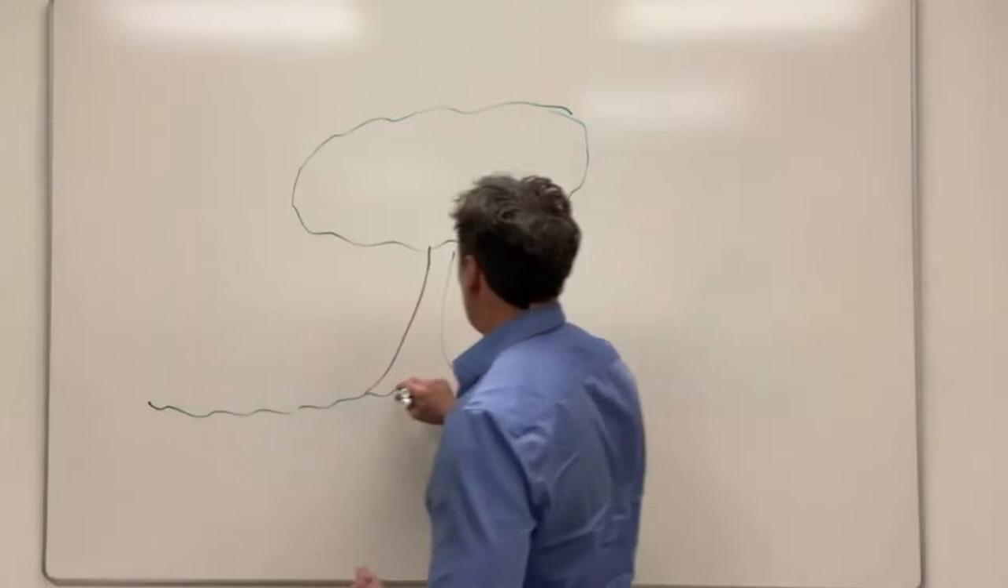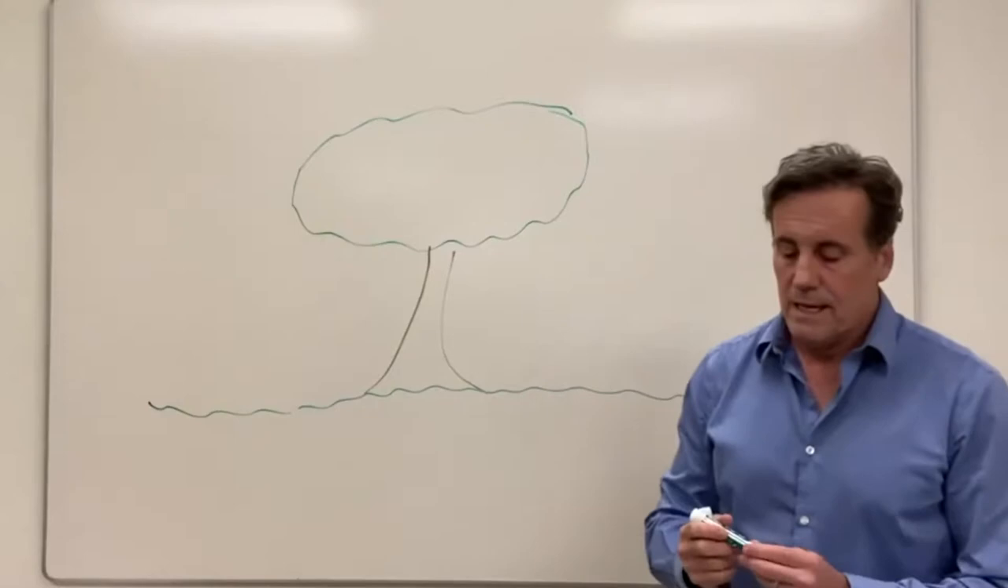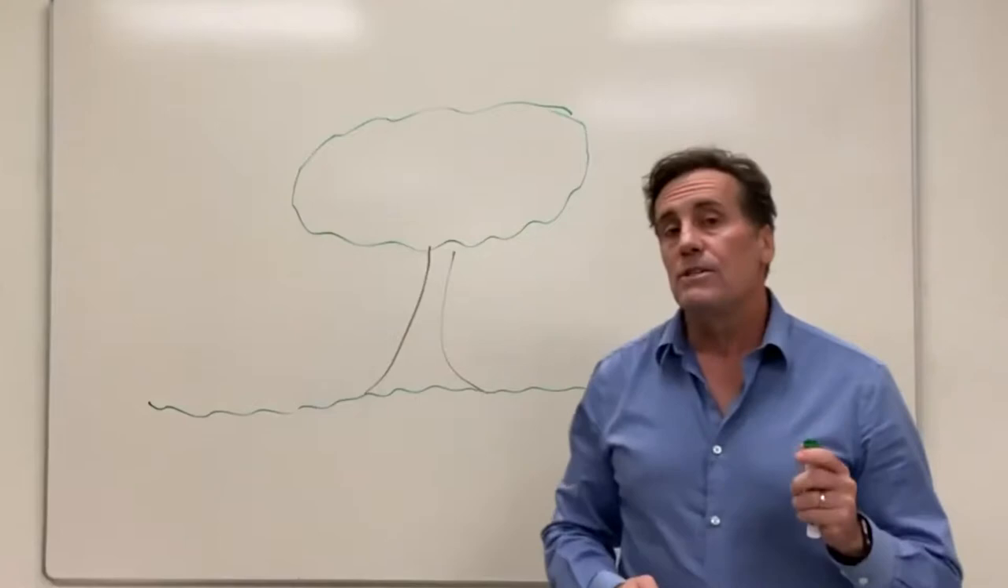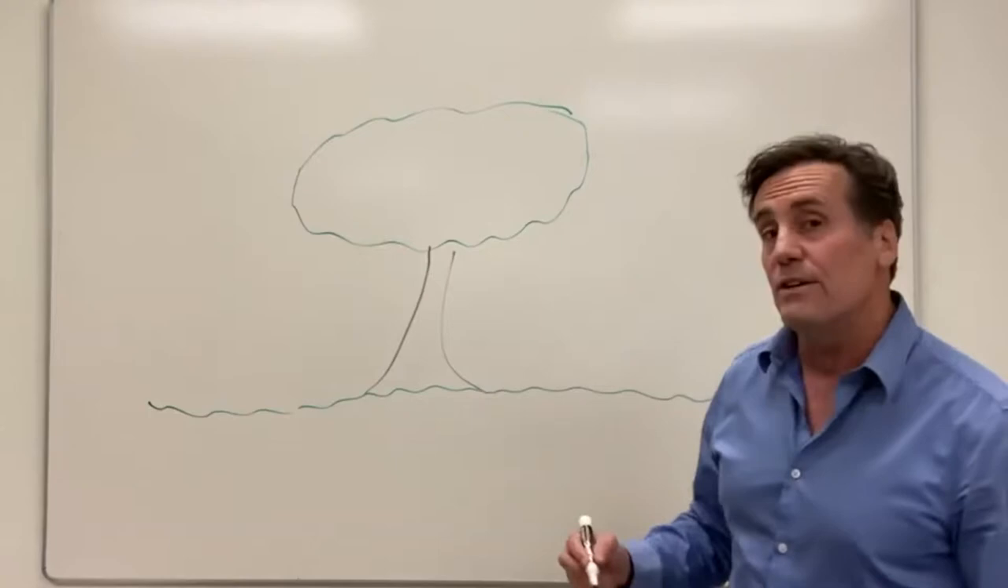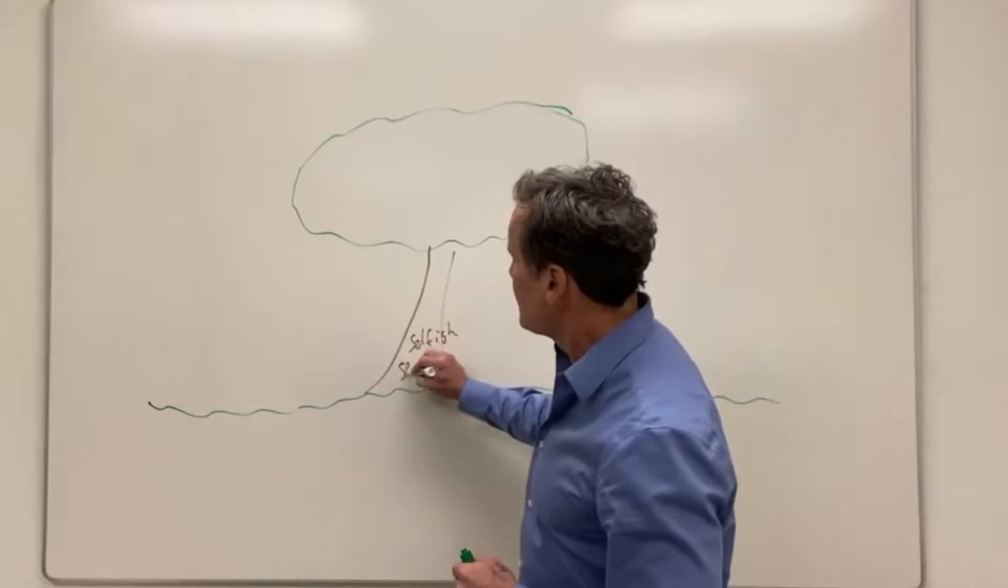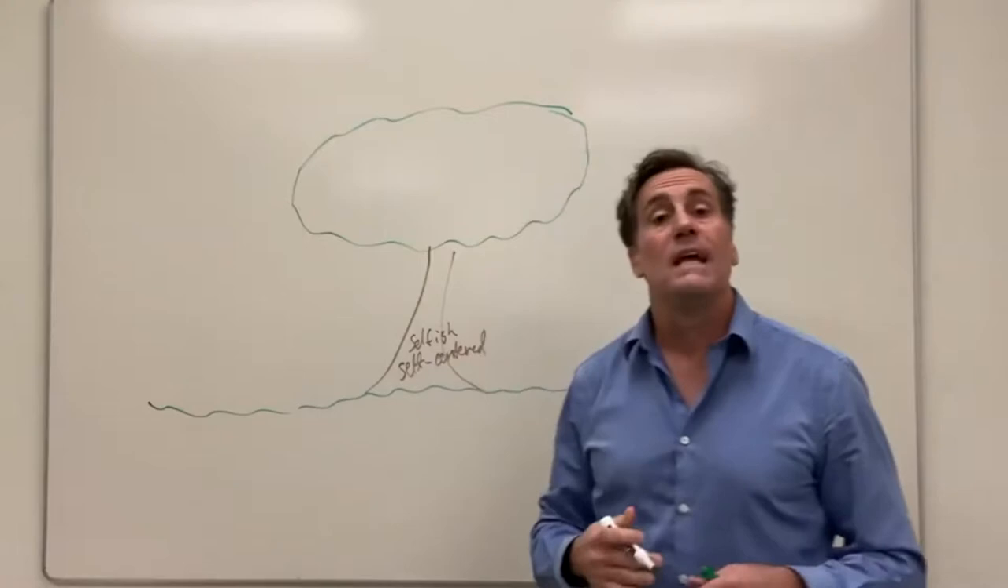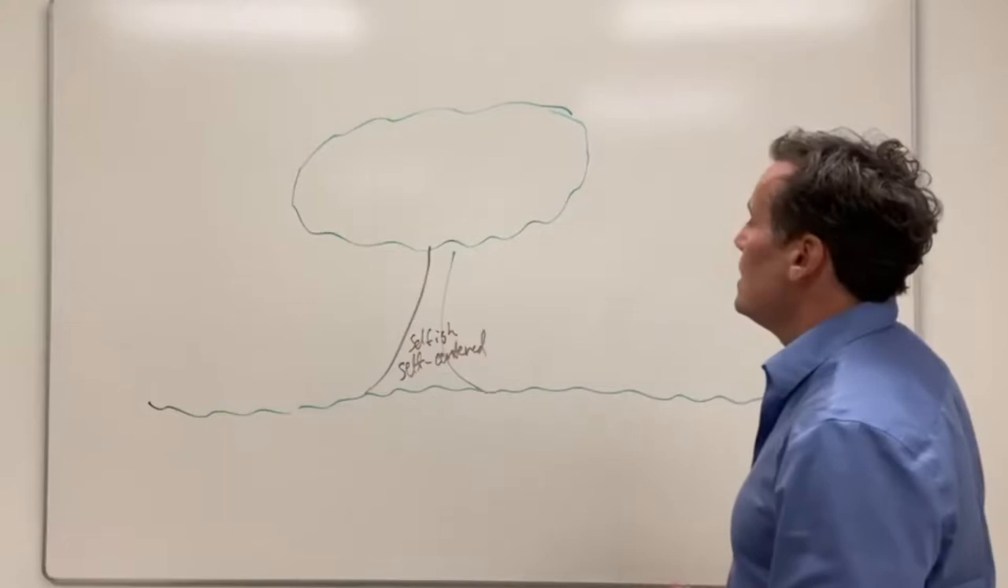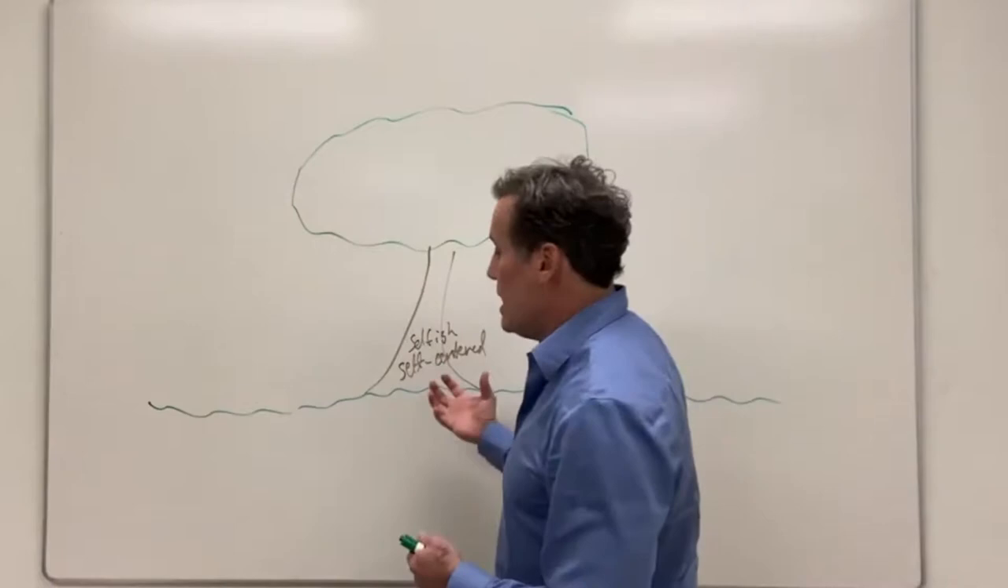So what we have here is a tree. It is a fruit-bearing tree. I need to mention that this tree happens to be a selfish and self-centered tree. We would consider it a diseased tree for the sake of this illustration. So as a fruit-bearing tree, it bears fruit. There is an outcome from this selfish and self-centered tree.